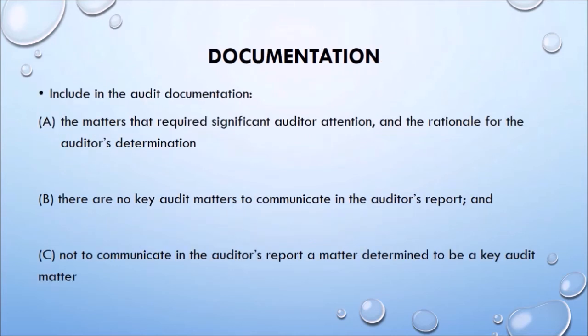Documentation. The auditor shall include in the audit documentation A. The matters that required significant auditor attention, and the rationale for the auditor's determination as to whether or not each of these matters is a key audit matter. B. Where applicable, the rationale for the auditor's determination that there are no key audit matters to communicate in the auditor's report, and C. Where applicable, the rationale for the auditor's determination not to communicate in the auditor's report a matter determined to be a key audit matter.